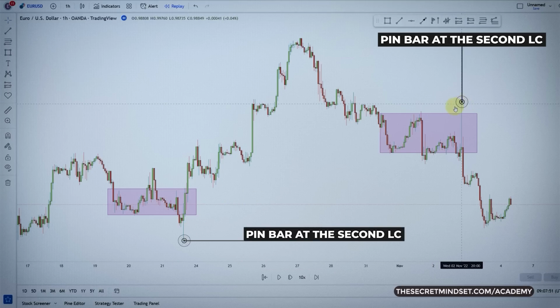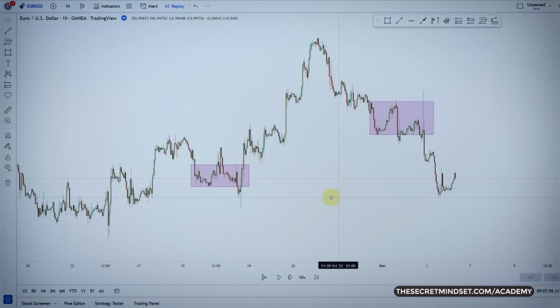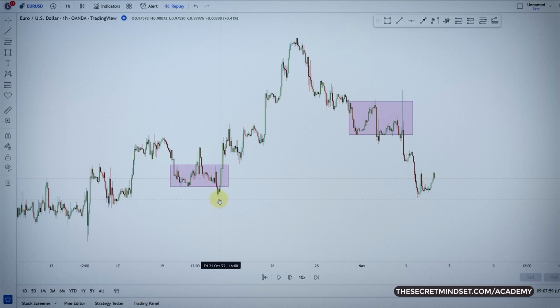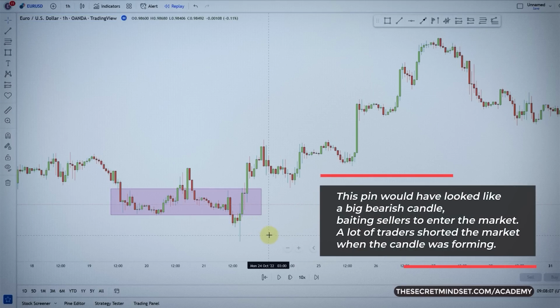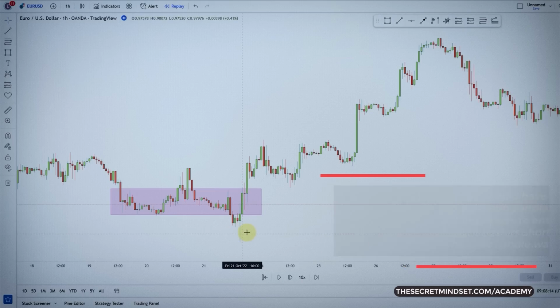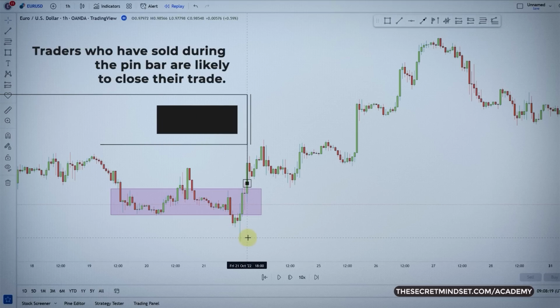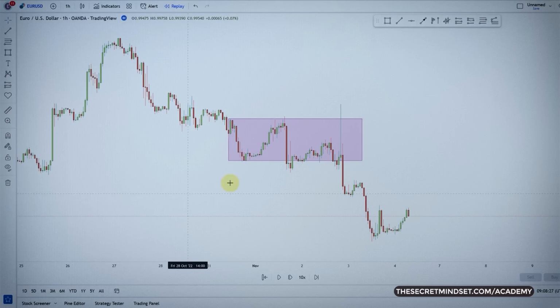A price action trader can use this false breakout pin bar signal to trade the setup. First, we get the bullish pin bar at the bottom of this liquidity clearout. This pin would have looked like a big bearish candle, baiting sellers to enter the market. A lot of traders shorted the market when the candle was forming, and I know that if the market was to move higher from here, at some point, the traders who have sold during this pin bar are likely to close their trades. The same here.